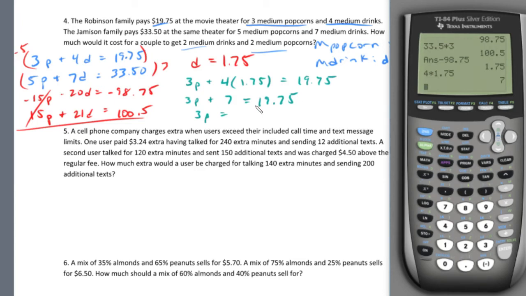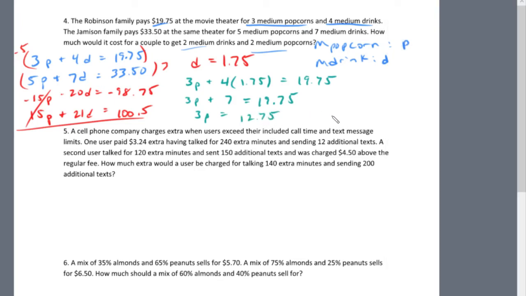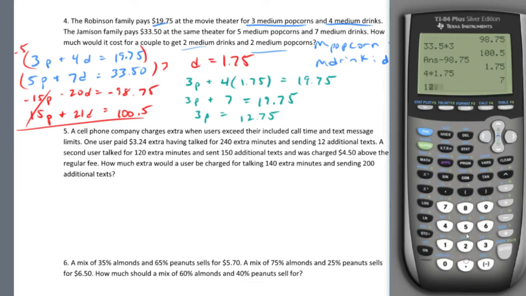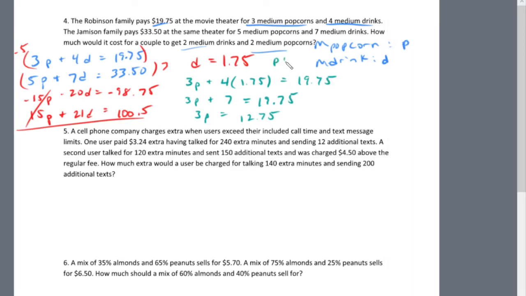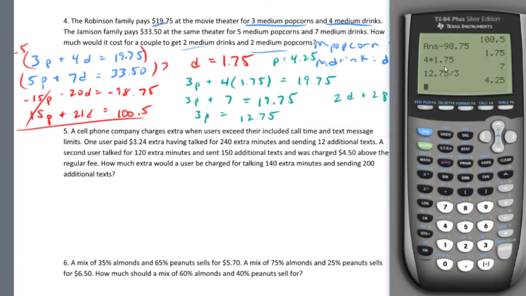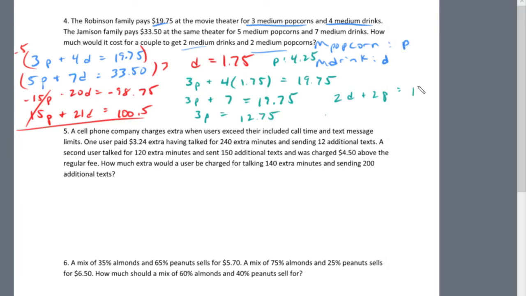19.75 minus 7, which is 12.75. Divide that by 3. 4.25. Oh my goodness. Popcorn for 4.25. So if that's how much one drink costs and that's how much one popcorn costs, then two drinks plus 2 popcorns equals that times 2, plus 3.50, $12. Oh my goodness. What a ripoff.